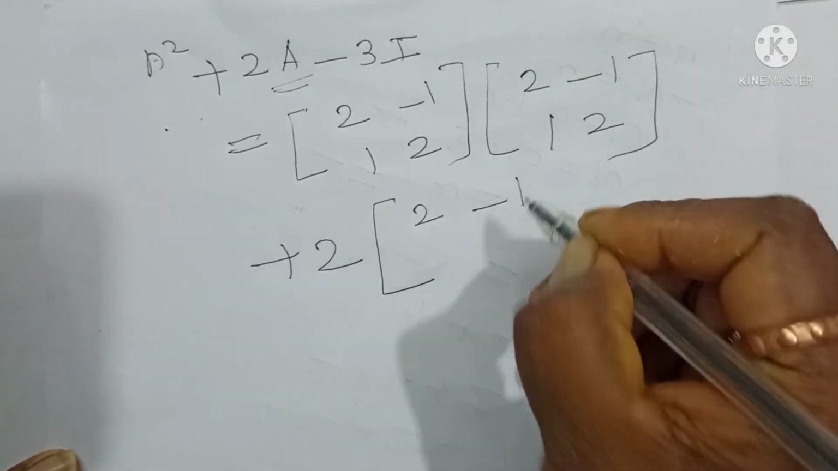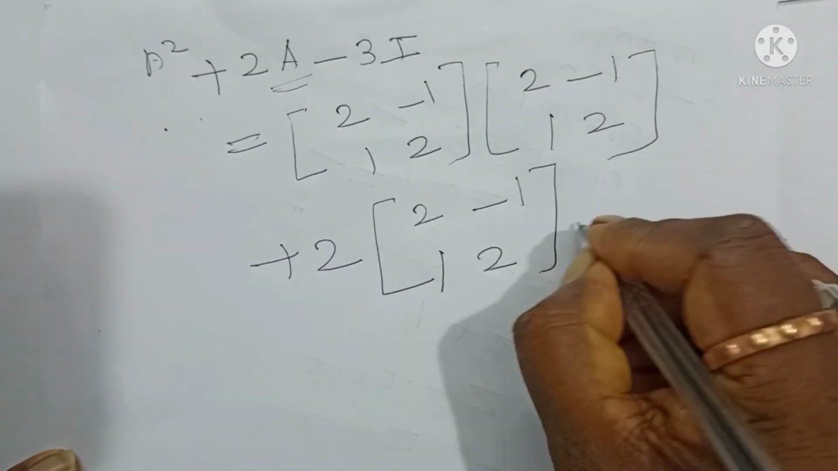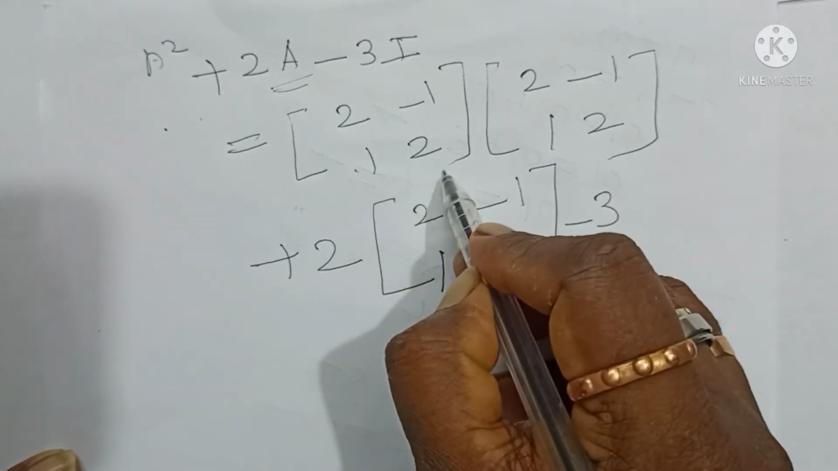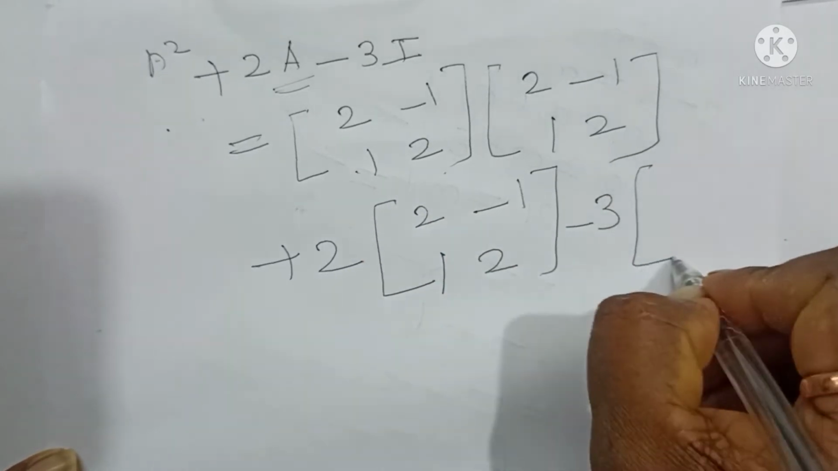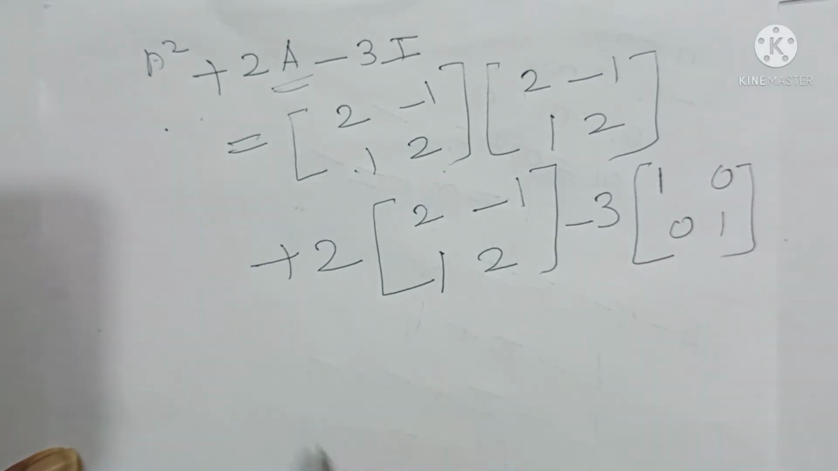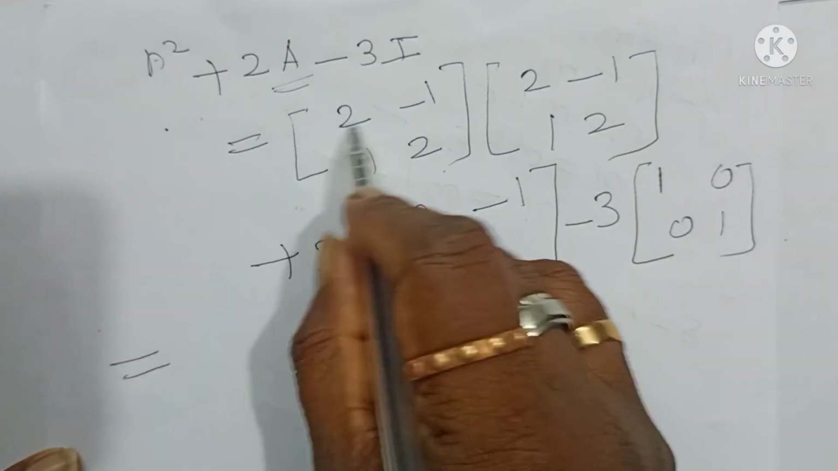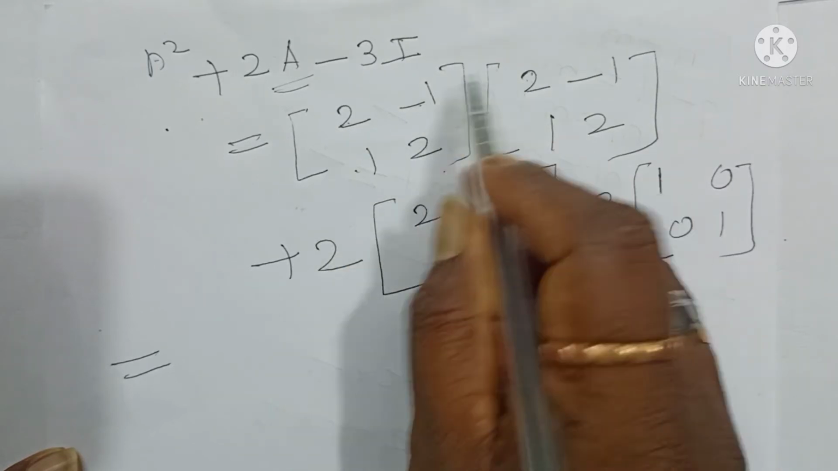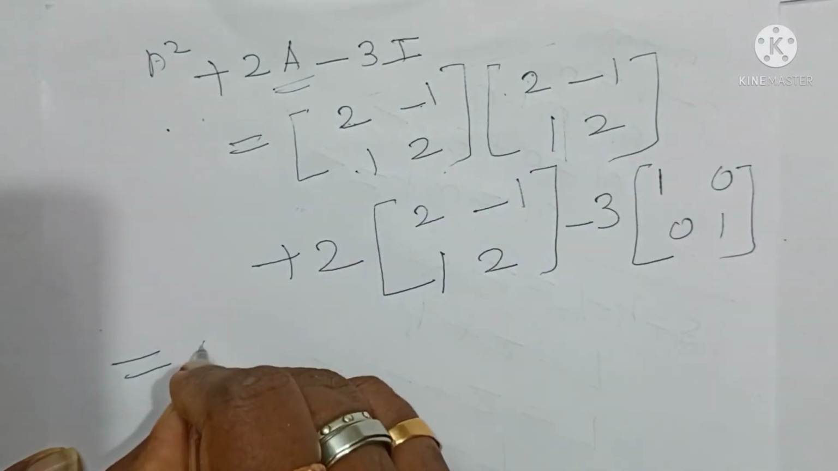So 2 minus 1, 1, 2. Then minus 3 times the 2 by 2 identity matrix, correct? So you have to write the 2 by 2 identity matrix 1, 0, 0, 1. Which is equal to, you have to multiply this one. 2 into 2, how much? 2 into 2, 4.